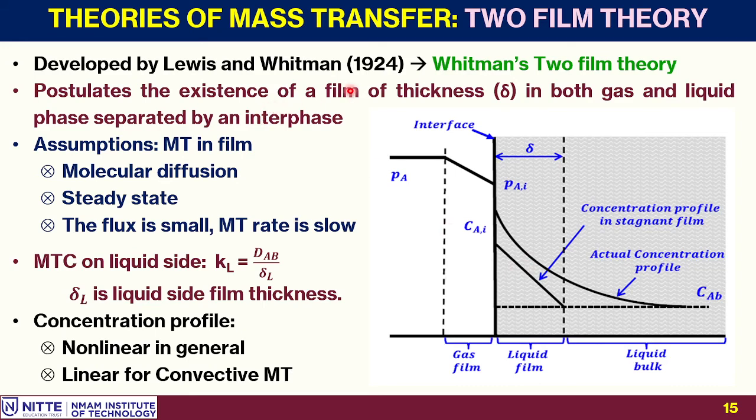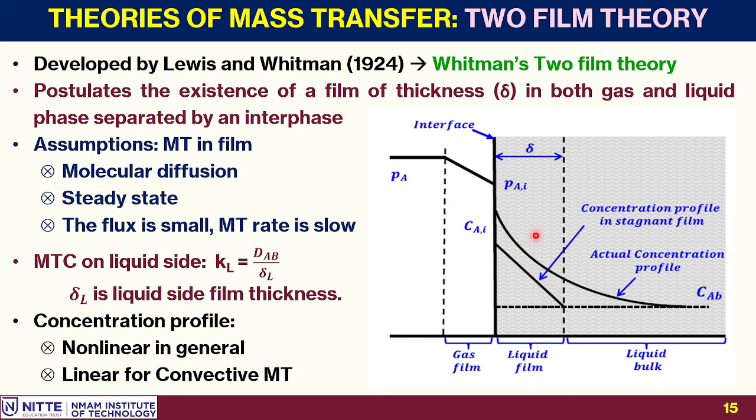So let's look into the first one, the two-film theory, which is also known as Whitman's two-film theory. What it suggests is it postulates the existence of a film of thickness delta across both the gas phase and the liquid phase. And it assumes that molecular diffusion is taking place within this film layer, which is at steady state. This is very important. This happens at steady state.